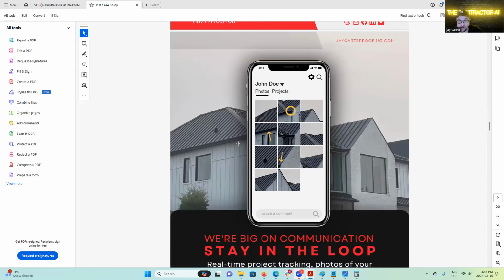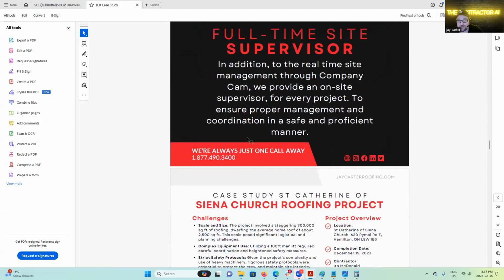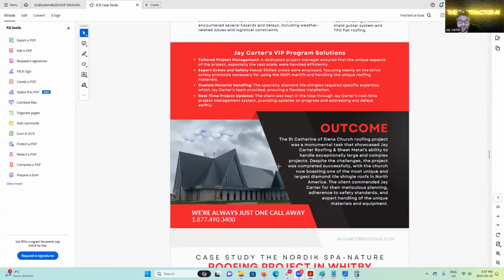Most guys go, yeah, our jobs are well managed. Well, what the fuck does that mean? Right. We use CompanyCam, we show them, and then we get into the specific projects. So this is designed only to work with the top level builders. Why? Because I don't want to work with the guys just building fucking shacks. None of my stuff says I build shacks, right?